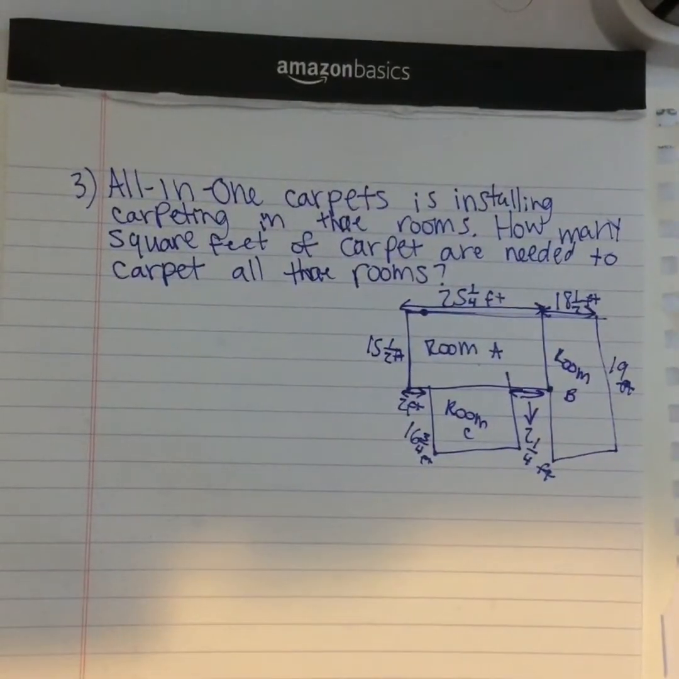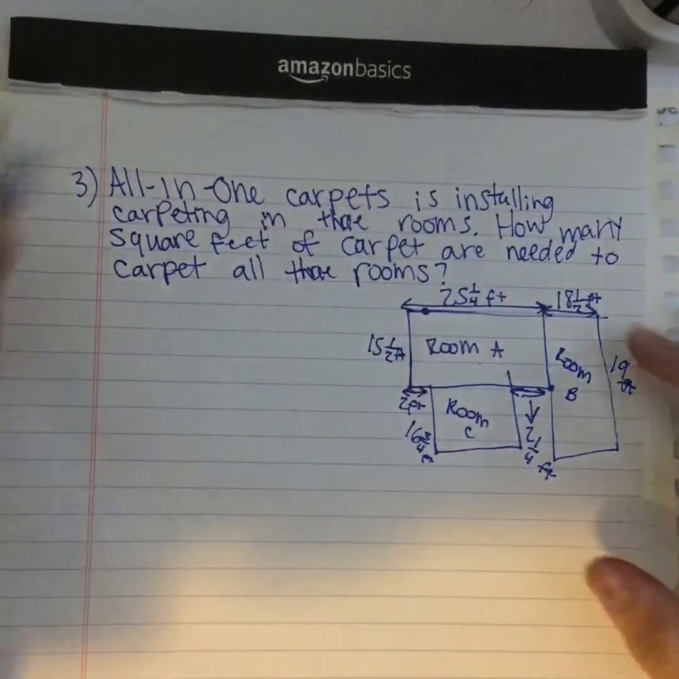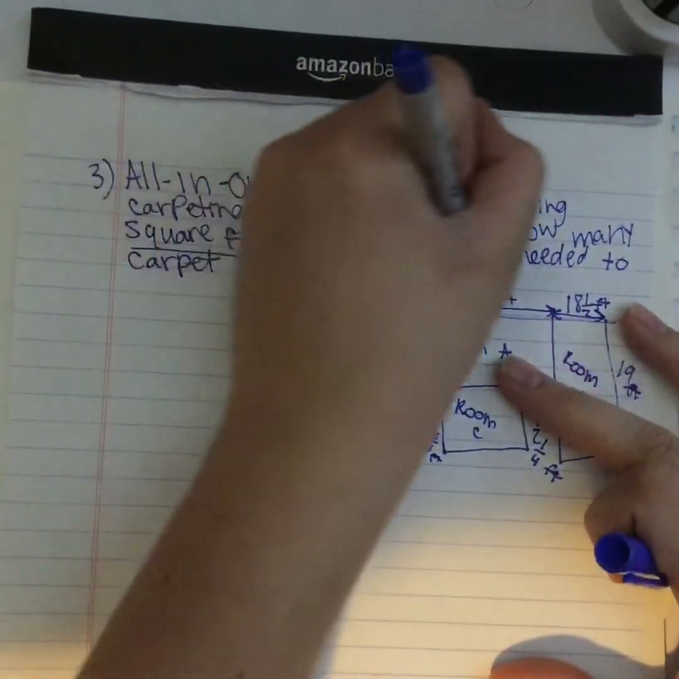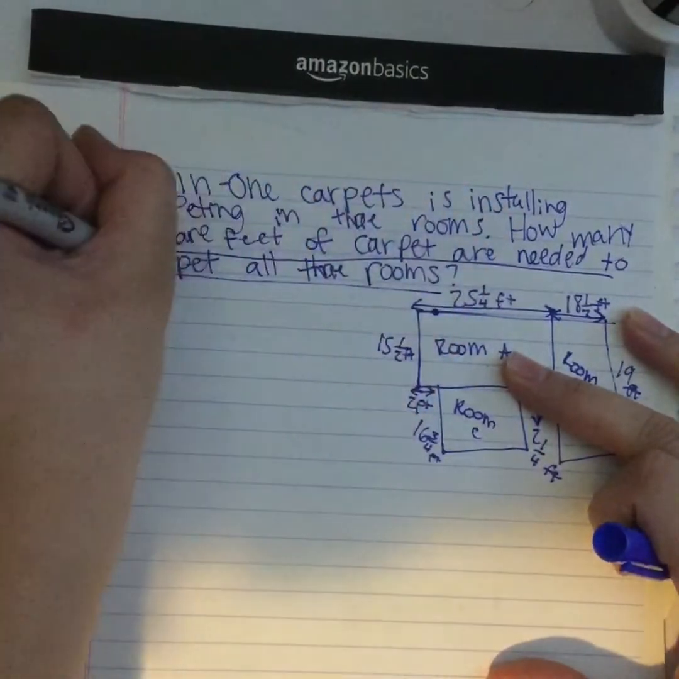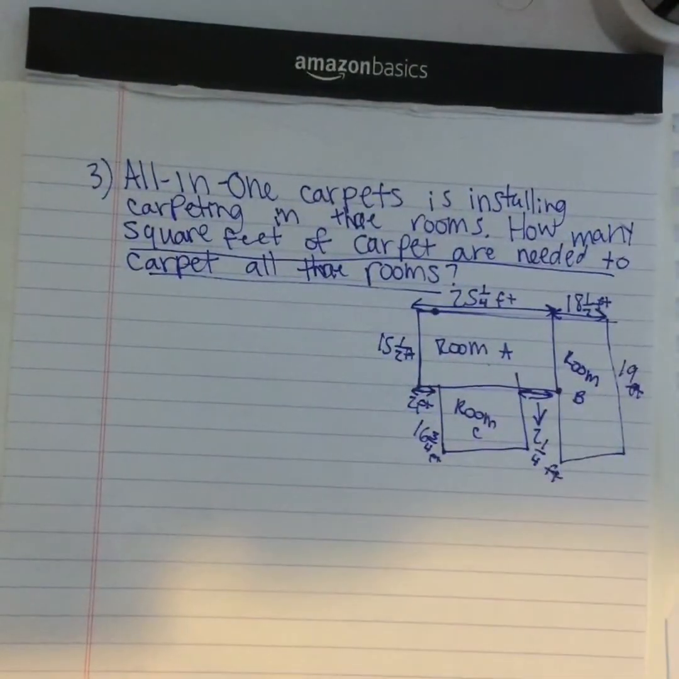All right, let's begin problem 3 by reading the question. All-in-One Carpets is installing carpet in 3 rooms. How many square feet of carpet are needed to carpet all 3 rooms? So we're looking for the square feet of carpet needed to carpet all 3 rooms.